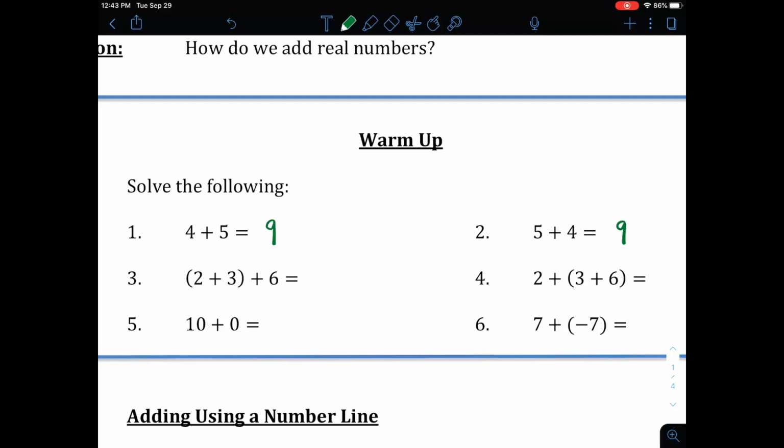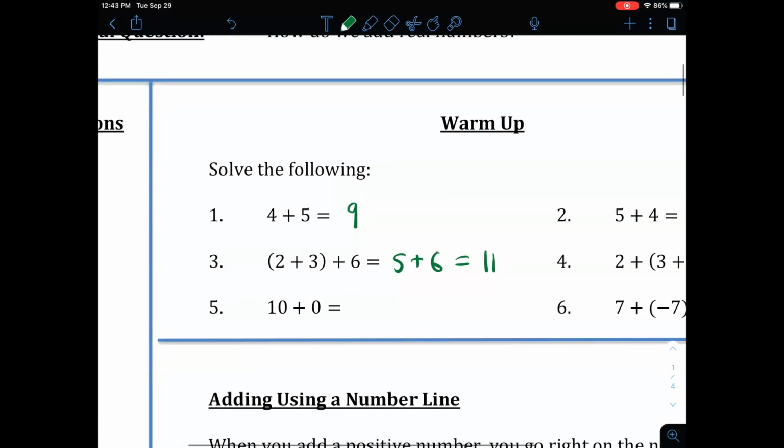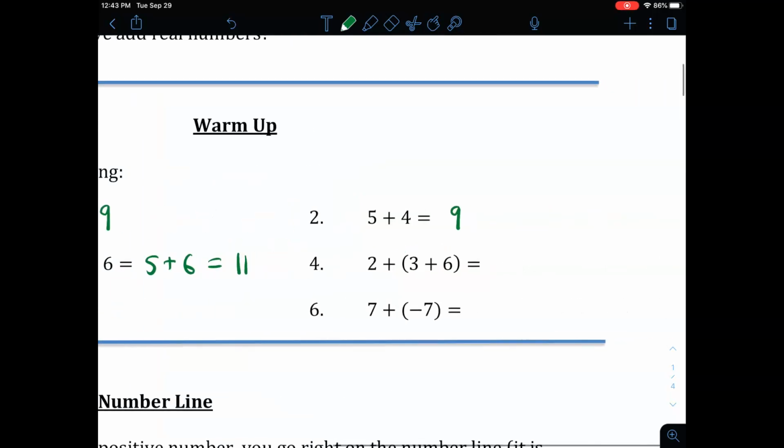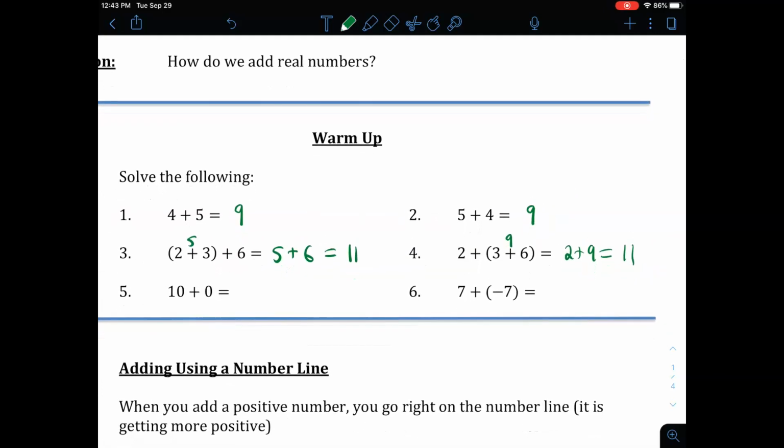Okay, now we have number 3. We're doing PEMDAS stuff. We need to do parentheses first. We're going to do 2 plus 3, which is 5. We're going to add 6. What's 5 plus 6 going to be? It's going to be 11. And over here, we're doing parentheses first again, too. We got to do 3 plus 6 first, which is 9. So now we have 2 plus 9, which equals 11. So it looks like the way we grouped these things didn't matter because we still got 11 both ways.